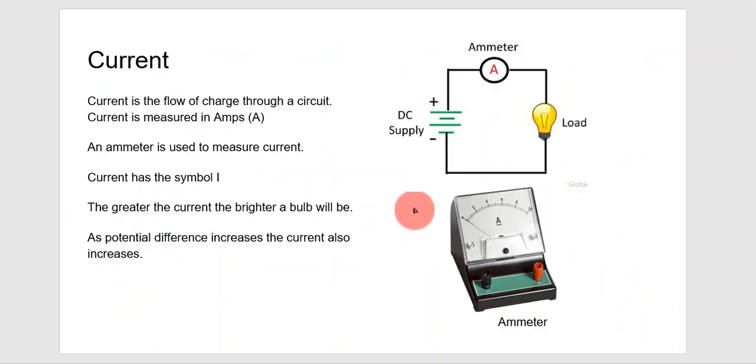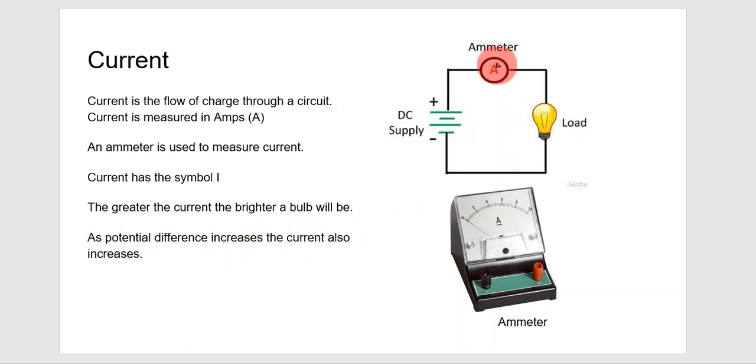So let's come back to this and look at it. Current is the flow of charge, so the negatively charged electrons, through a circuit, and current is measured in amps or the ampere. An ammeter is used to measure current. So this is what an ammeter looks like. The current has this symbol I, like an I, and that represents current. And the greater the current, the brighter the bulb will be. As potential difference increases, the current also increases.